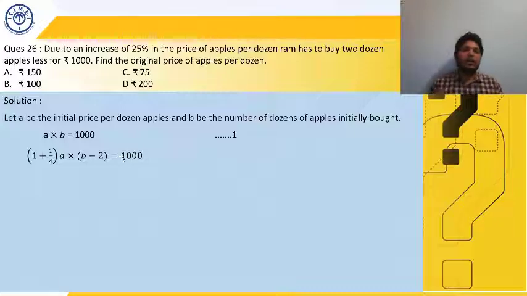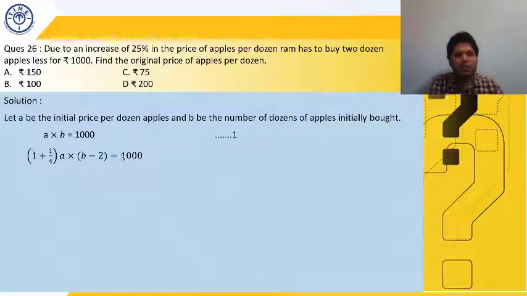So the new price will become 5 by 4 times the original price, which was A. So the new price will become 1 plus 1 by 4 times A. And how much will he be getting now? He will be getting 2 dozens less now, because the price is increased and the total money he has to spend on these apples is constant.